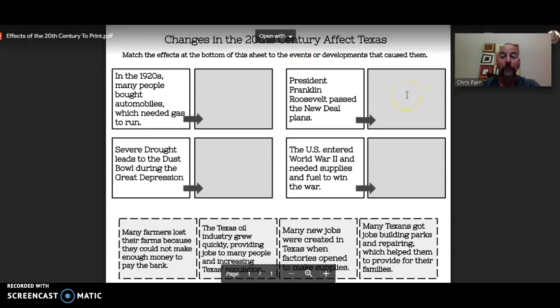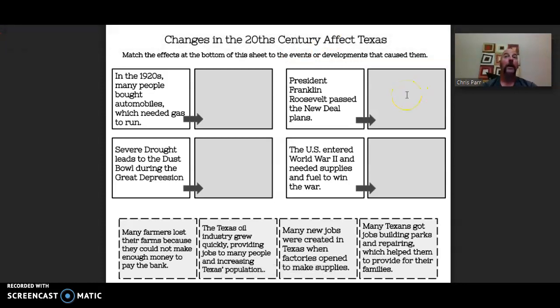Okay. So I hope you guys learned a little bit about modern Texas, how Texas kind of is moving into a more modern time and a much more modern state.